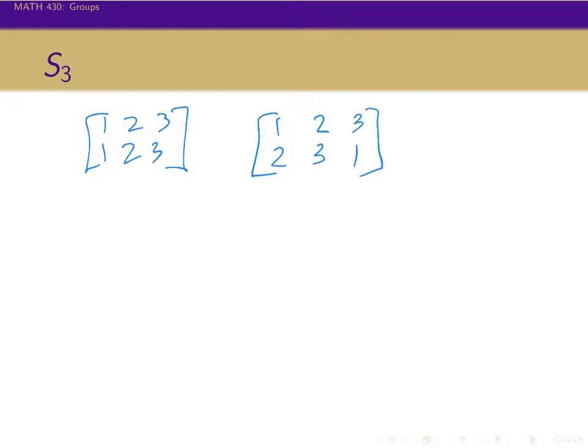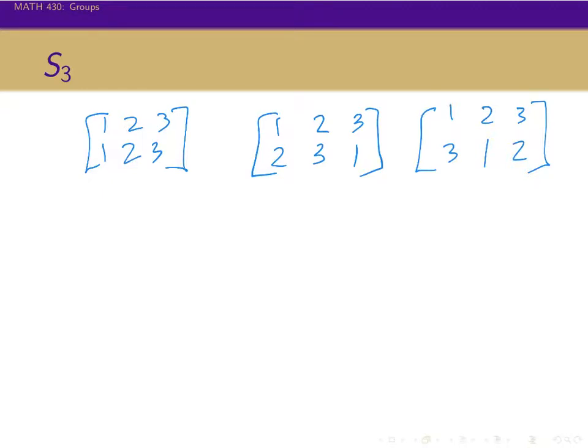So for example, we can look at, say, S3. 3 is pretty small, so 3 factorial is 6. That's not so bad. So what are the things in S3? Well, there's the identity. It sends everything to itself. We could have 1 go to 2, 2 go to 3, and 3 go to 1. We could have 1 go to 3, 2 go to 1, and 3 go to 2. And so those are our 2 possible permutations where there are no fixed values.